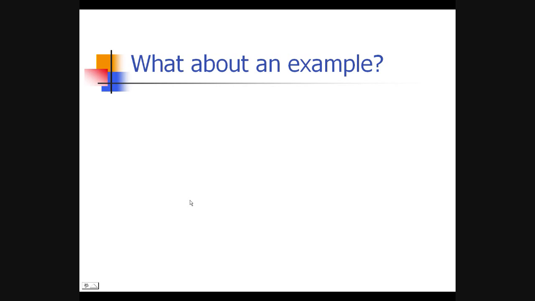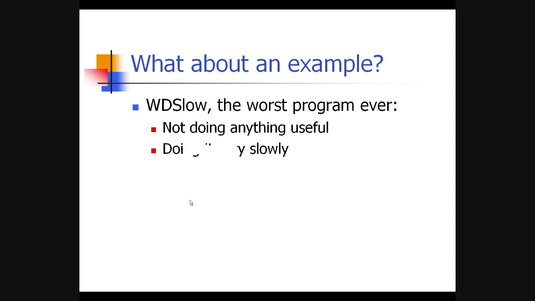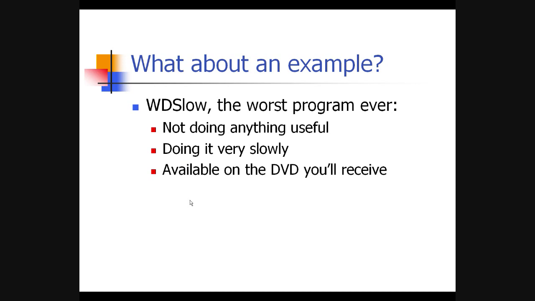Now that you know everything about optimization, it's about time for an example. So in order to have a good example, I created a program that I call WD Slow. It's probably the worst program ever. First, because it's not doing anything useful at all, and second, because it's doing it very slowly on purpose in order for us to be able to do some optimization work on it. And of course, this WinDev project is available on the DVD you will or have already received. Let's have a look.